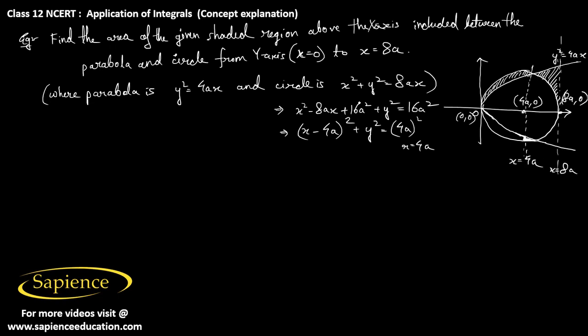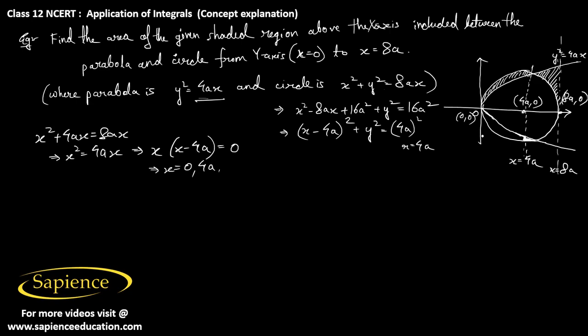So we need to also find at which points the parabola will intersect the circle. So we need to solve the equation of the parabola with the equation of the circle. Then we will get x square plus 4ax equals to 8ax. Then we will get x square equal to 4ax. So then we can write x into x minus 4a, that will be equal to 0. So x will be equal to 0 comma 4a. So they will intersect at x equal to 0 and at x equal to 4a.